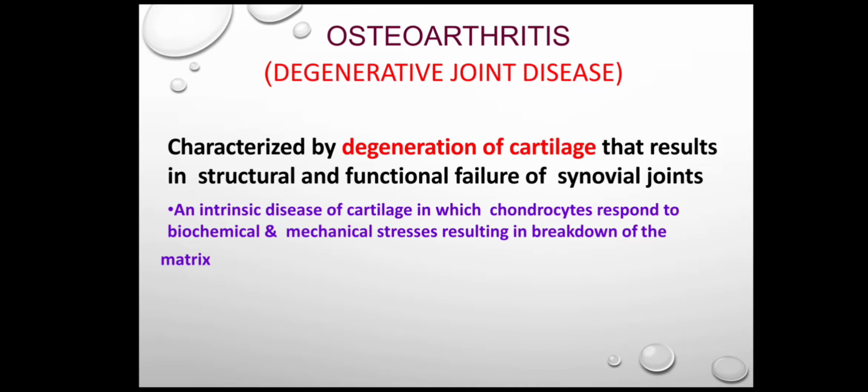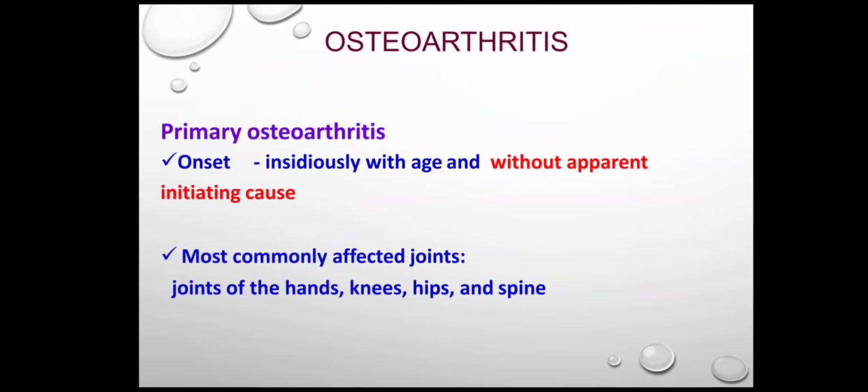Osteoarthritis is a classical degenerative joint disease. This is characterized by degeneration of the cartilage that results in structural and functional failure of the synovial joints. It is an intrinsic disease of cartilage in which chondrocytes respond to biochemical and mechanical stresses, resulting in breakdown of the matrix. So this matrix is the matrix of the articular cartilage.